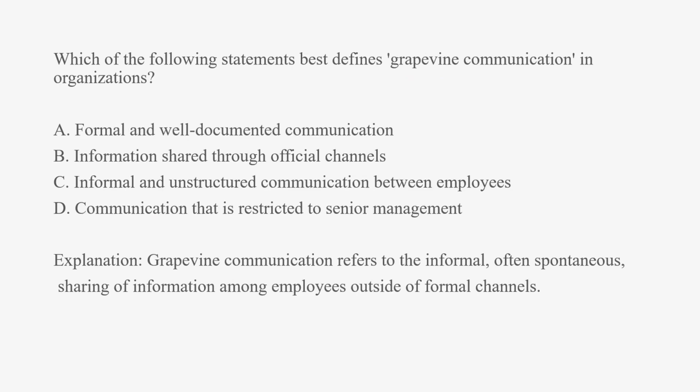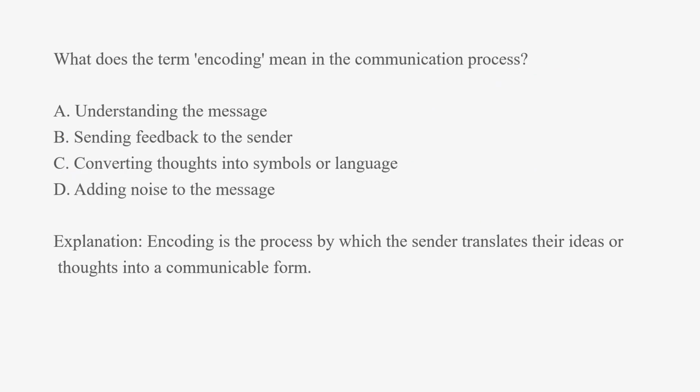Which of the following statements best defines grapevine communication in organizations? Grapevine communication means informal communication, and informal means not structured and spontaneous. We'll see the options: formal and well documented communication, information shared through official channels, informal and unstructured communication between employees, communication that is restricted to senior management. Here the right answer is option C, informal and unstructured communication between employees.